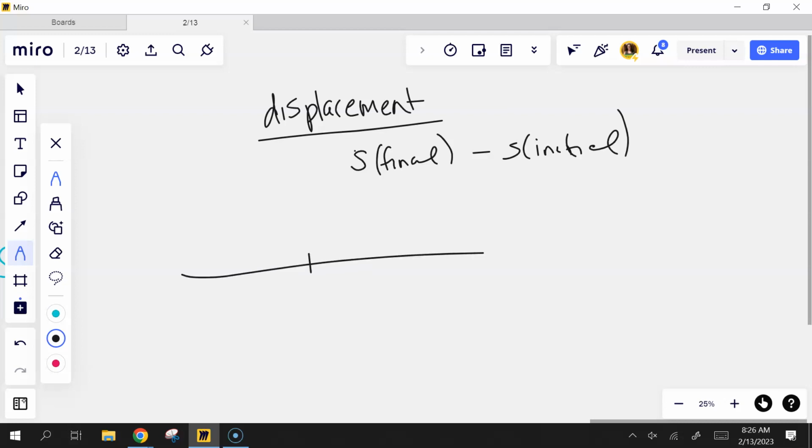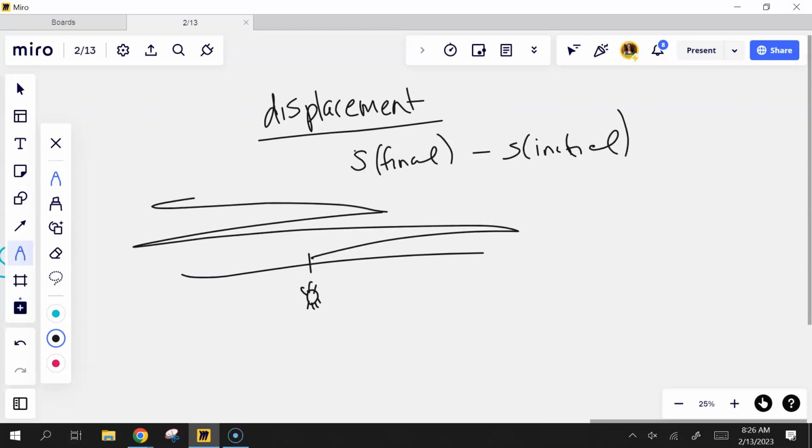So my little bug could start here, and maybe he goes joop, joop, joop, wherever he goes, but the displacement is, if he ends up here, this is the displacement. Even though he traveled all this way, right? He traveled a lot, but that's the displacement.